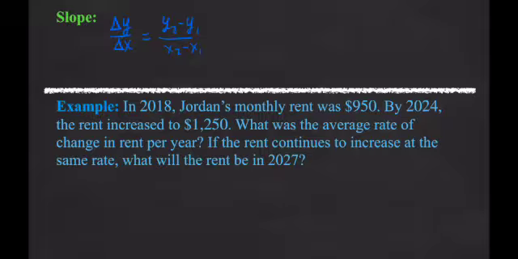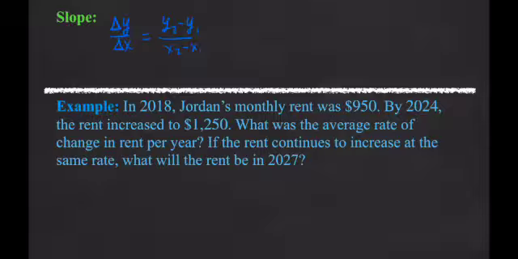Okay, so we are going to figure out what the average is between these 2 points. We're going to find the slope between these 2 points. Then we're going to take that information and make a conjecture about what it's going to be in 2027. So let's figure out what our x value is and what our y value is.